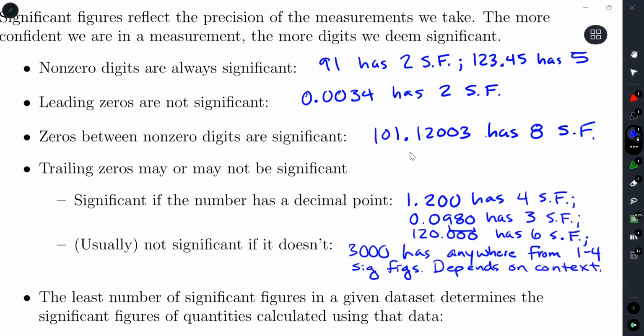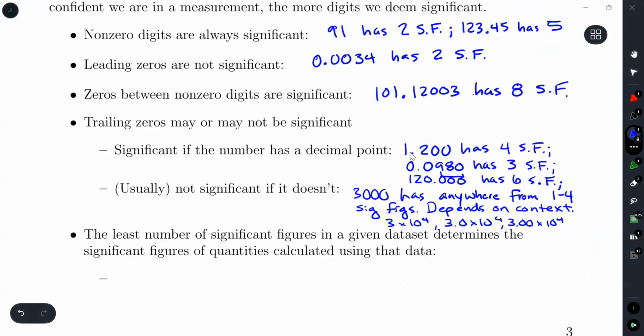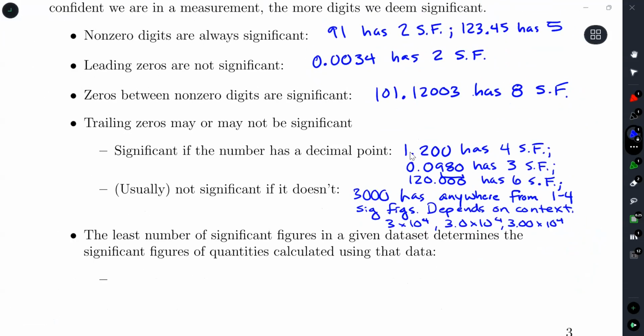But if you wanted that specificity, you could say, all right, if it's 1 sig fig, 3 times 10 to the 4. If it's 2, 3.0 times 10 to the 4. If it's 3, 3.00 times 10 to the 4, and so on and so forth. So scientific notation is usually the way to go on ones like that if you want to be sure of the number of sig figs.